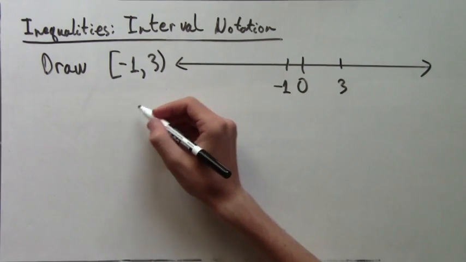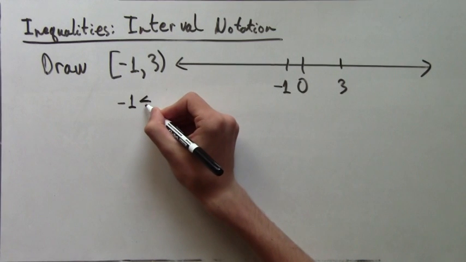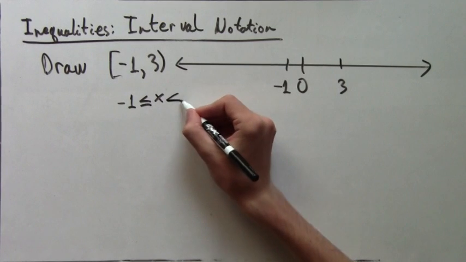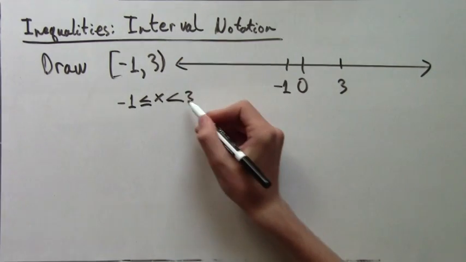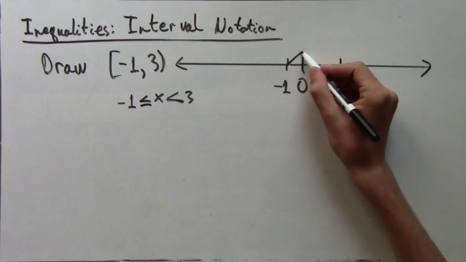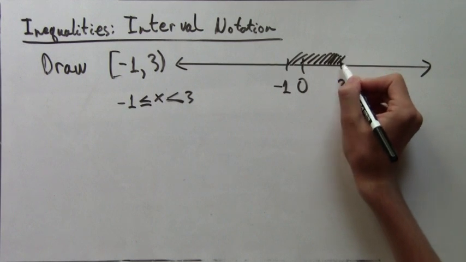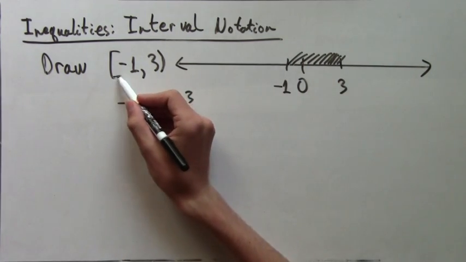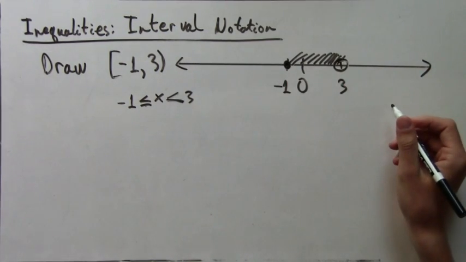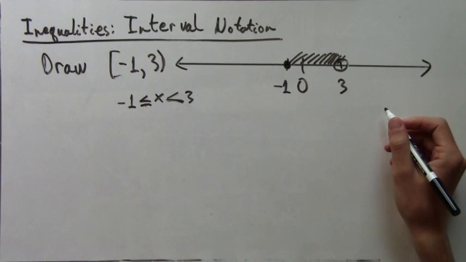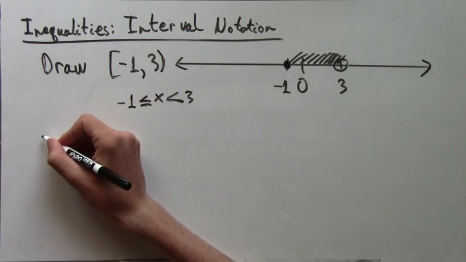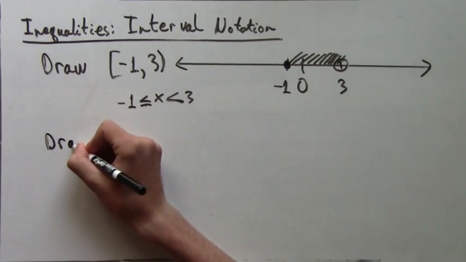Now let's think about what this interval notation actually means. It's telling us that that interval is the same as -1 less than or equal to x strictly less than 3. Again, less than or equal to because of the square bracket on the left, and strictly less than 3 because of the regular parenthesis on the right. So what this means is that we have a filled in circle, a filled in dot on the left, and an open dot on the right, and of course everything in between. So there we have drawn that interval.